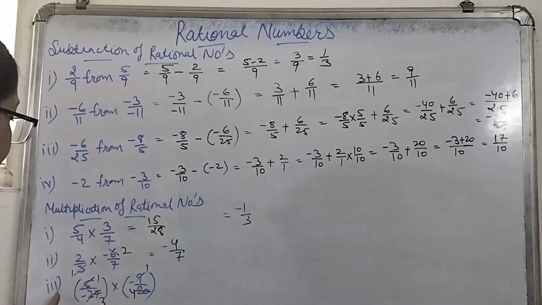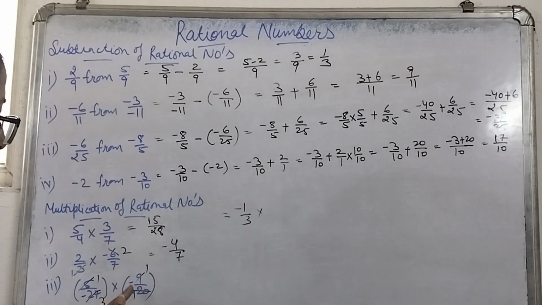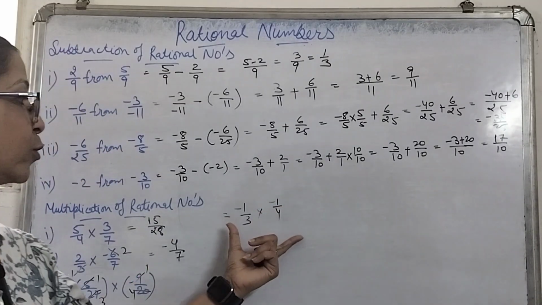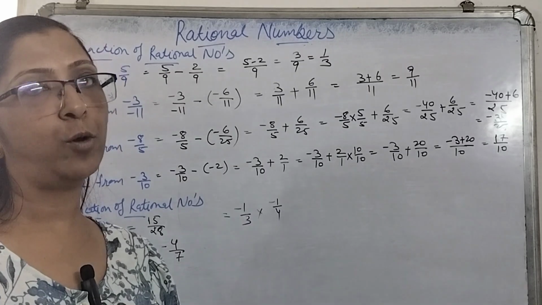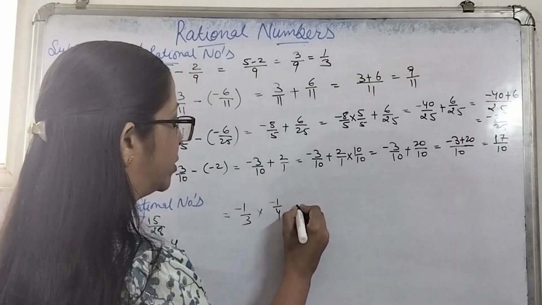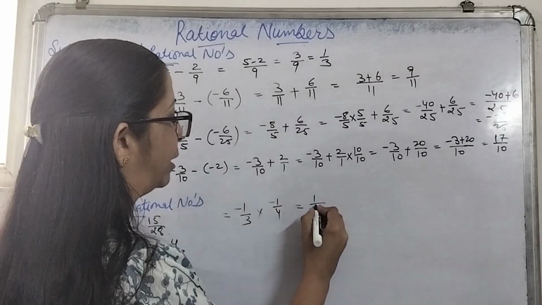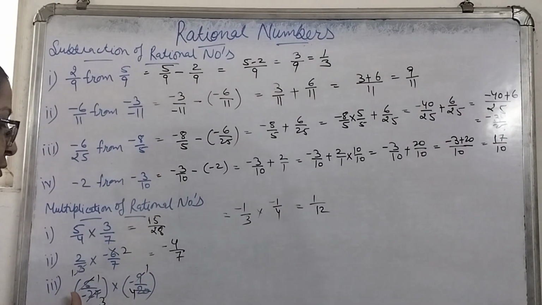So this number could be written as minus 1 upon 3 multiplied by, again here it is negative, so minus 1 upon 4. We know if we are going to multiply two negative numbers, the final product will be positive only. So the product will be positive. So finally 1 multiplied by 1 will be 1 and 3 multiplied by 4 will be 12. So 1 upon 12 will be the product of the given numbers.